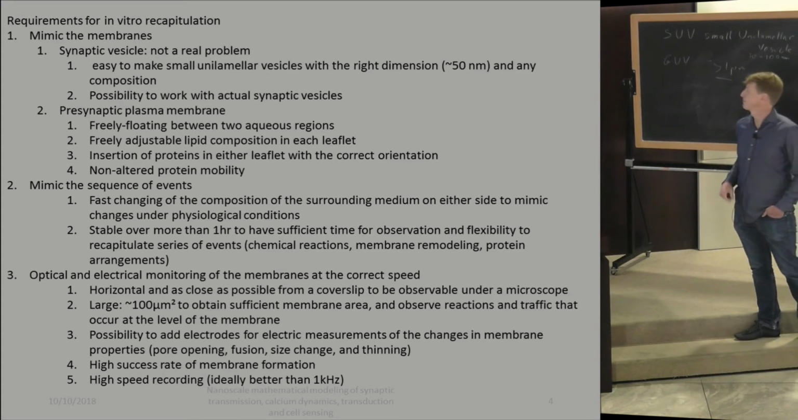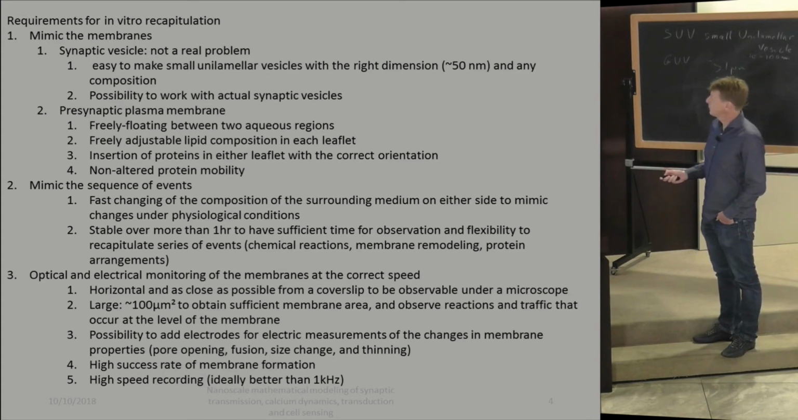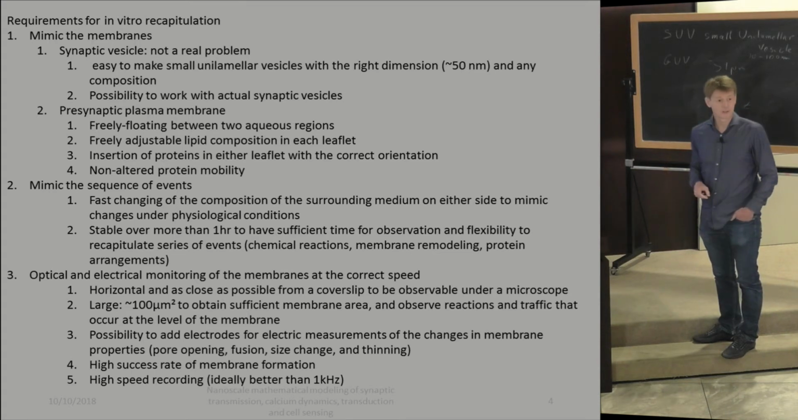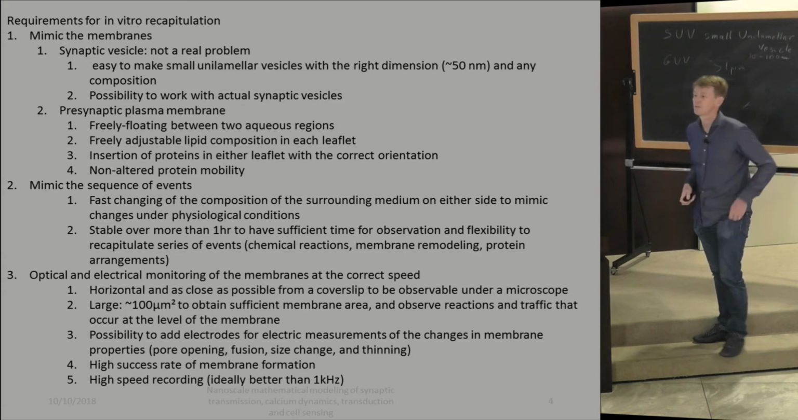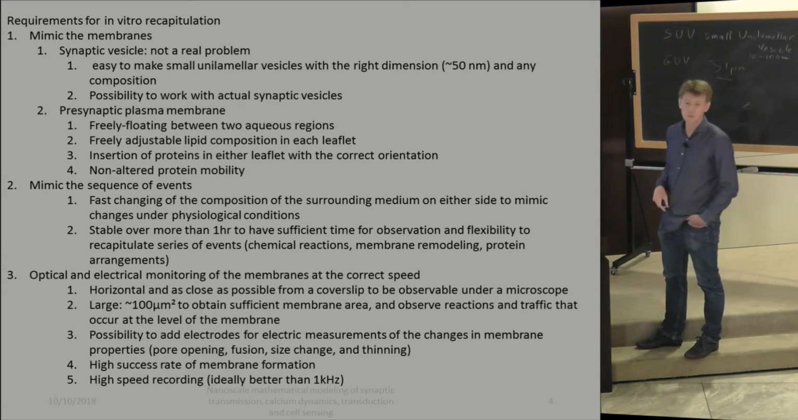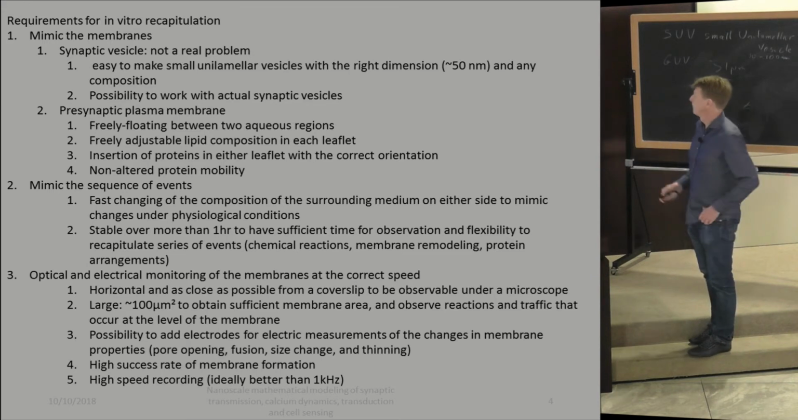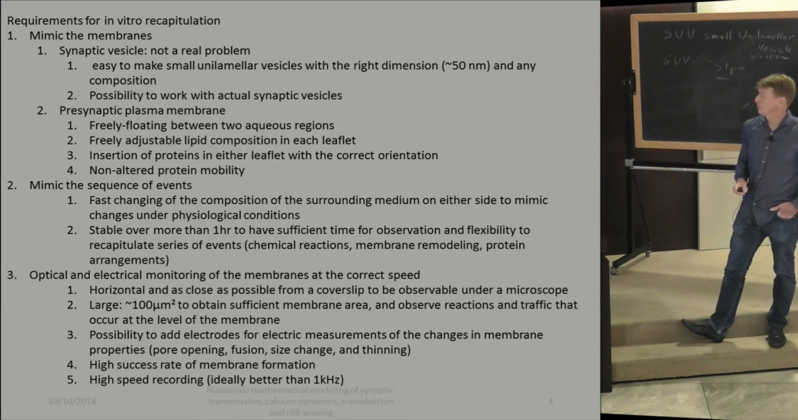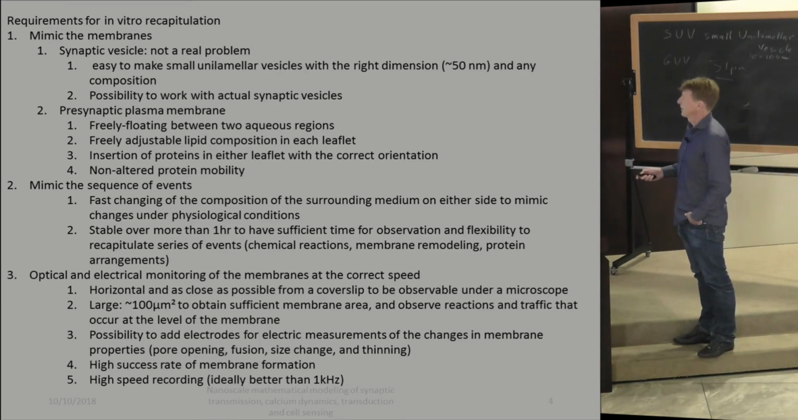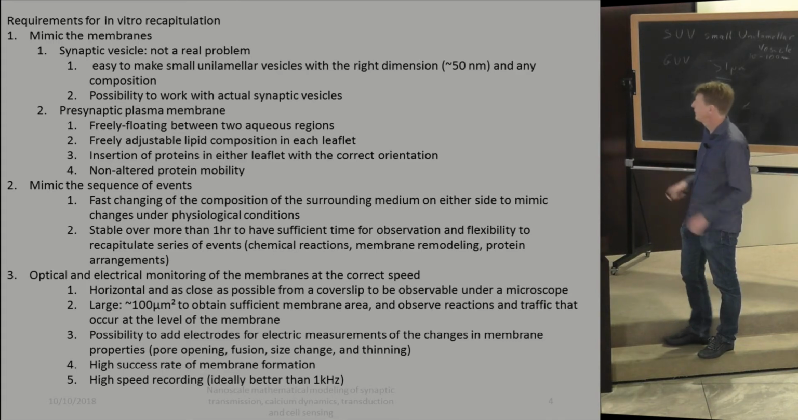Then we want to observe it. If we want to see it optically, it's going to be on a microscope, of course. It's better to have it horizontal, as close as possible to the coverslip. We want it large enough so that it's way above the optical limits, so typically 100 square microns would be nice, or even more. If we want to do electrical measurements, we need to be able to add electrodes. That would allow us to see many events like pore opening, monitor the fusion, size changes of the membrane, or thinning of the membrane.